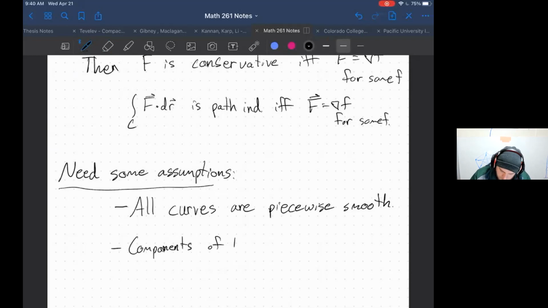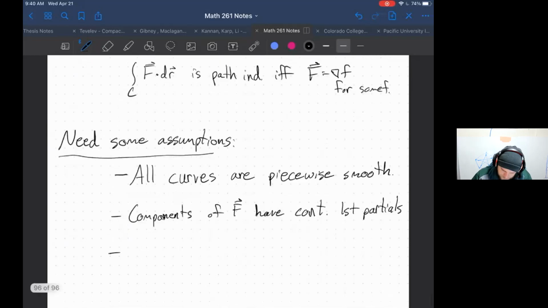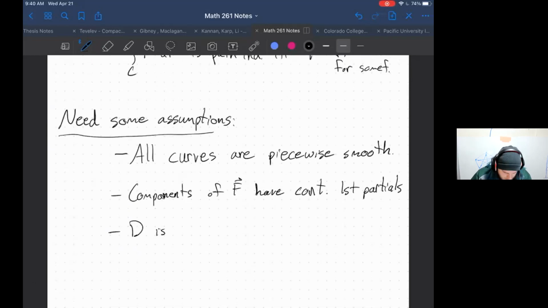Components of our vector field, so the M, N, and P, have continuous first partial derivatives, first partials, right? This was part of the nice from above. And the last thing that we're not going to look at very much is D is an open, connected, and simply connected region.